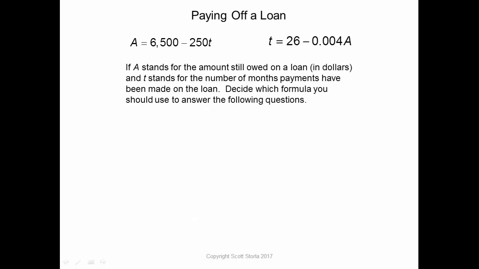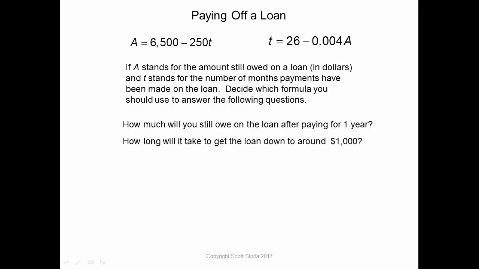Let's try one more set. In this case, I have a relationship between the amount still owed on a loan, that will be A, and the number of months I've been paying on the loan, and that would be T. Which formula would I use to answer this? Here I'm given a time that I've been paying, and I'm wondering how much I still owe. That would be this formula.